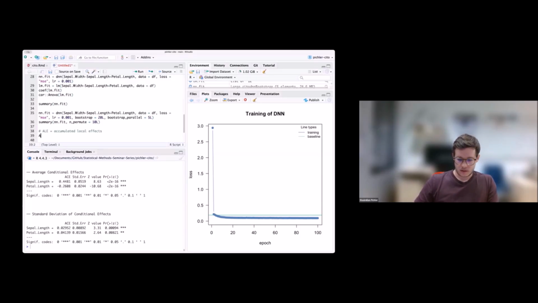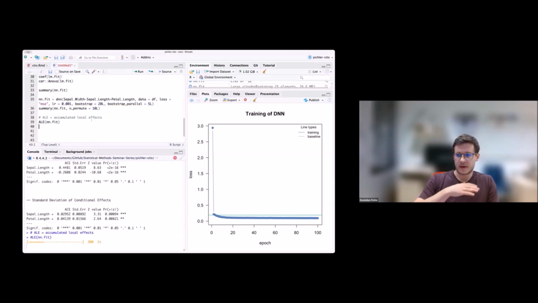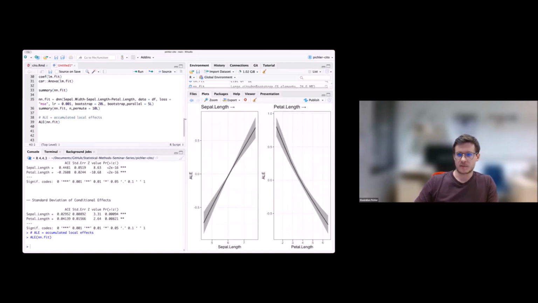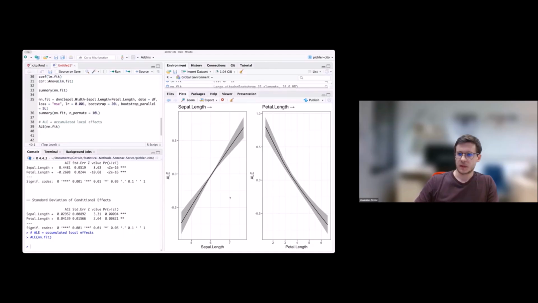And we get these effect response curves from these accumulated local effect plots. But here we see that the effects that were learned by our deep neural network are quite linear. And the interpretation is very similar to these effect plots from the effects package. We see how the response is changing with the values of the two predictors.